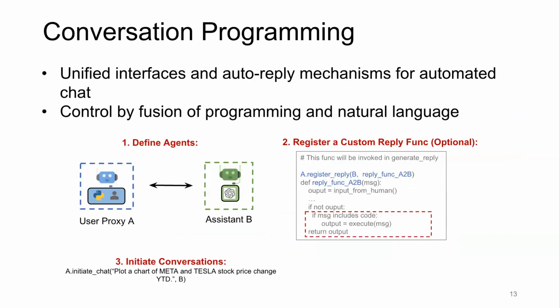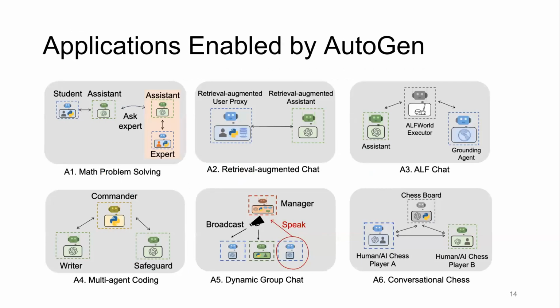And the second idea is conversational programming, where we have a unified interface and an auto-reply mechanism for automated chat, controlled, of course, by natural language, provided by the power of large language models. So to enable conversational programming is quite easy. You first need to define agents, and then you just do the conversation. Sometimes you will need more sophisticated tools than Python, for instance, Wolfram Alpha or Groovy or some other tools, and you will need to optionally register a customized reply function. But in 70% of scenarios, step 2 can be skipped.